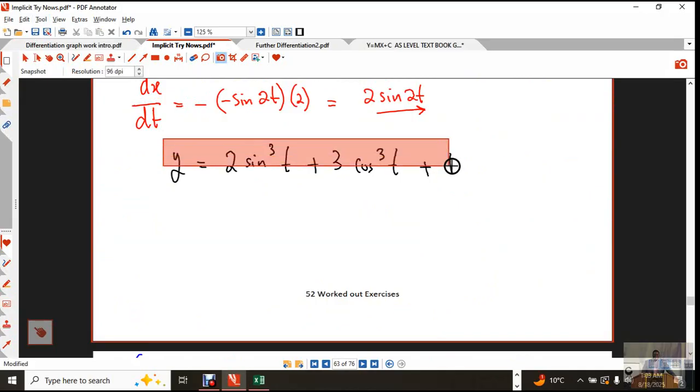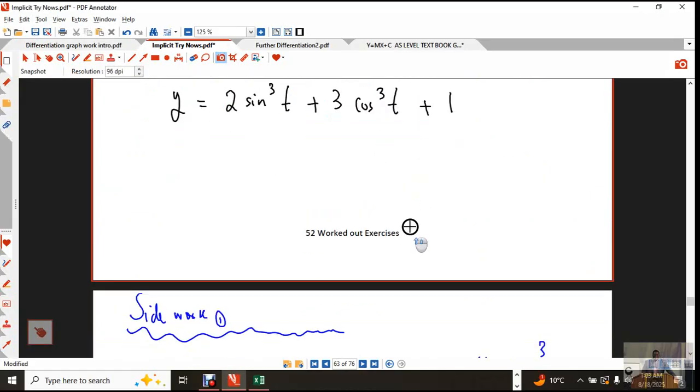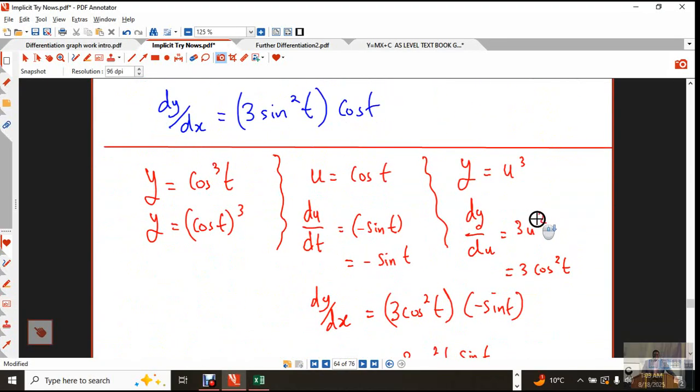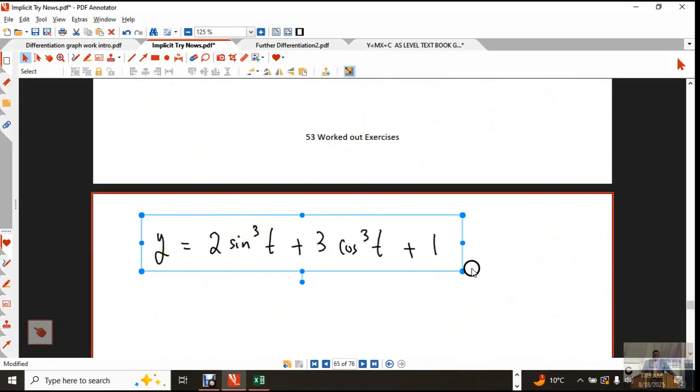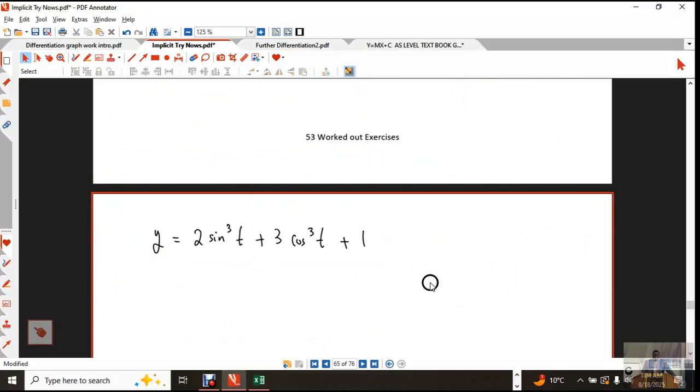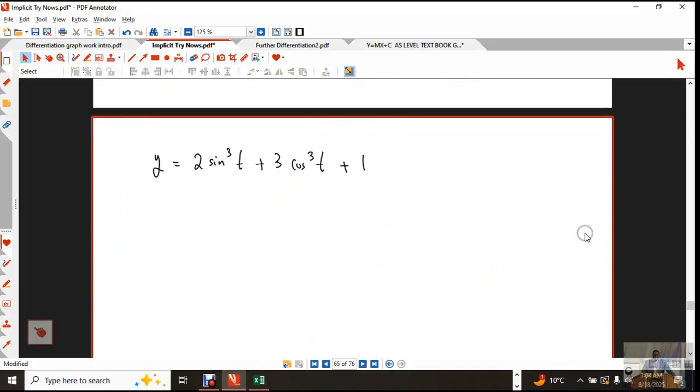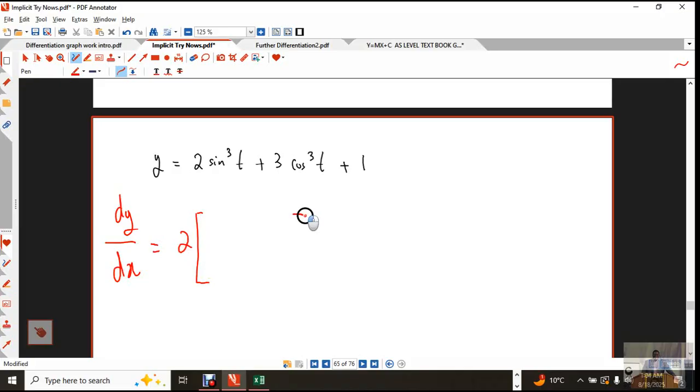Take a snapshot of my y, bring it down, because there's a lot that it goes from here. So if I have to find dy/dx, it's going to be 2, then the derivative of that, plus 3, the derivative of that, plus 0.